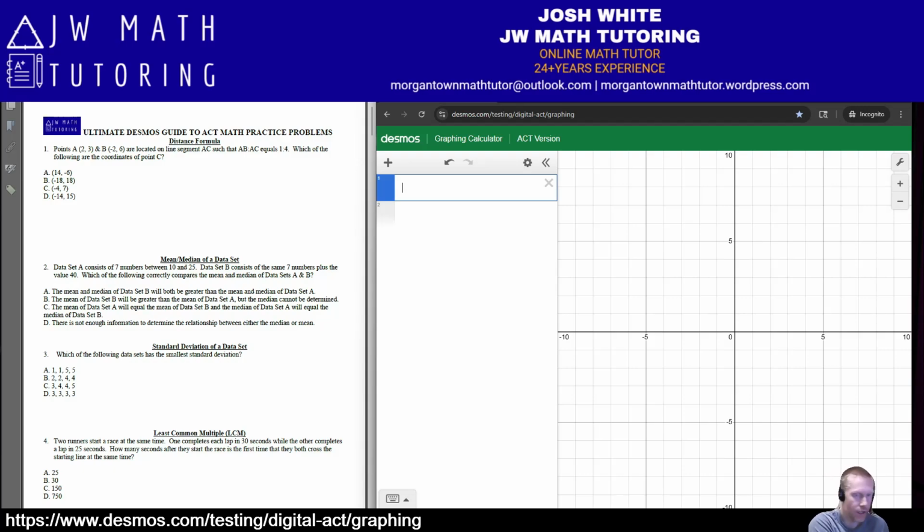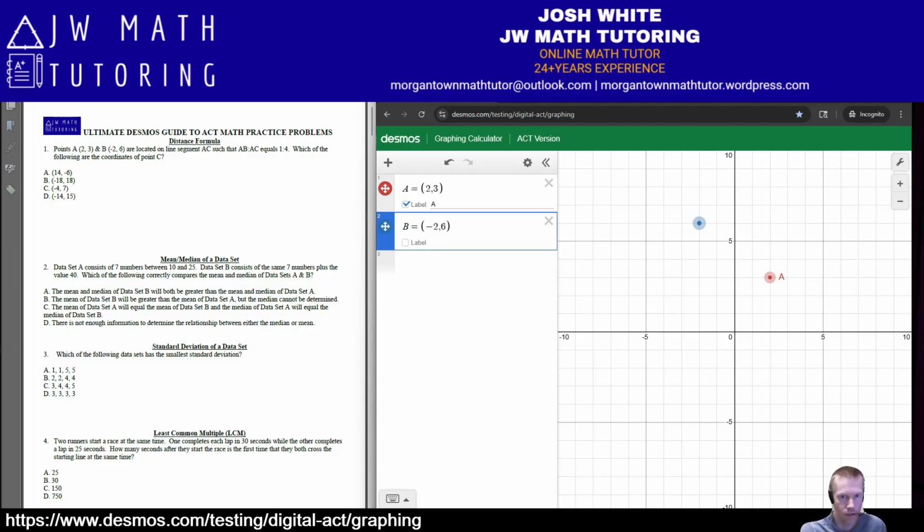All right, so here's how I would attack this one in Desmos. Let's first graph point A. We can label it. Then let's graph point B. We can label it. And then I'm going to find the distance from A to B. All right, so notice it works out to a nice even number. It's 5. So now I want the ratio of the distance from A to B to the distance from A to C to be 1 to 4, 1/4.